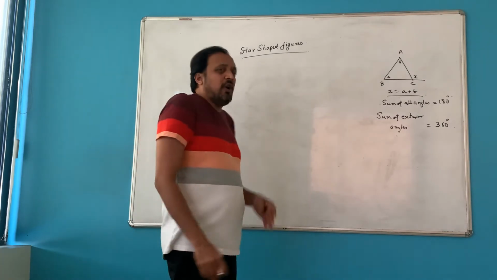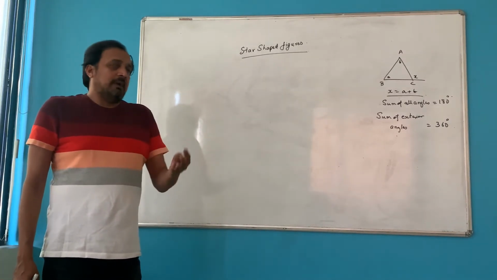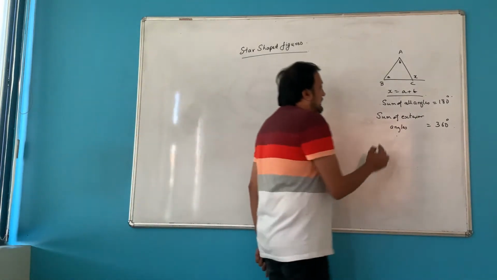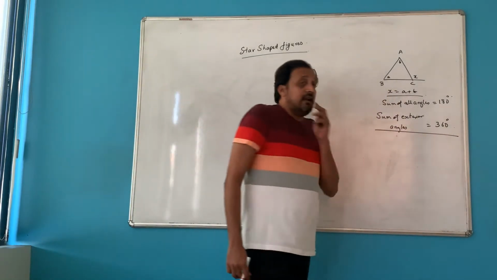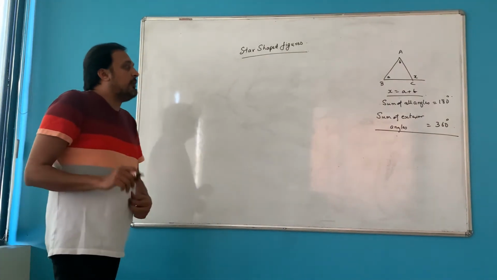Now what do you mean by polygon? Triangle, quadrilateral, pentagon, hexagon, heptagon, and so on. All of these are essentially 360 degrees, the sum of all exterior angles. Now there is a small thing that you have to keep in mind here.